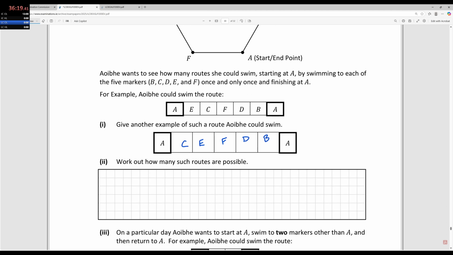Work out how many routes are possible. Well, there's 5 that can go in this box, 4 that can go in this box, then 3, and then 2, and then 1. So it would be 120 when you multiply those. 5 factorial.